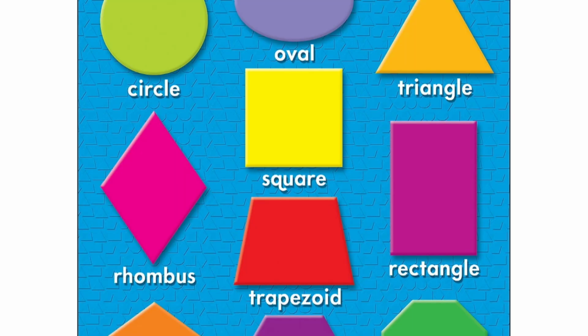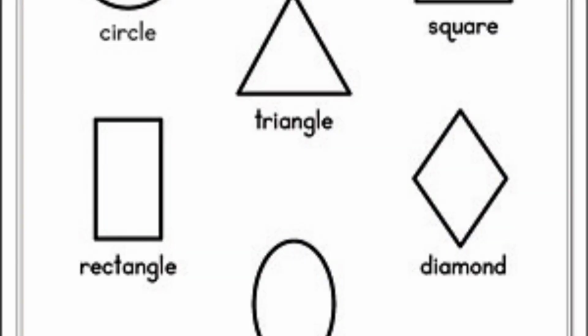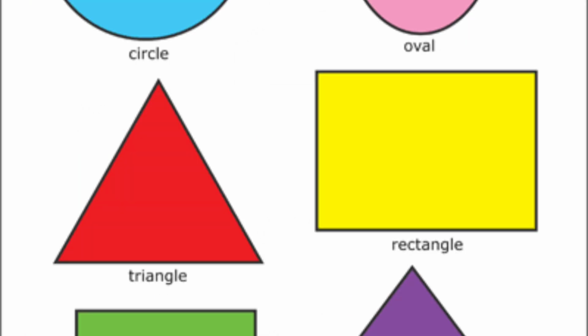Ellipses look like stretched circles. Their area is calculated by multiplying pi by the semi-major axis times the semi-minor axis. So, if the longest radius is 8 centimeters and the shortest is 5 centimeters, multiply 8 by 5 to get 40, then multiply by pi to get about 125.66 square centimeters.